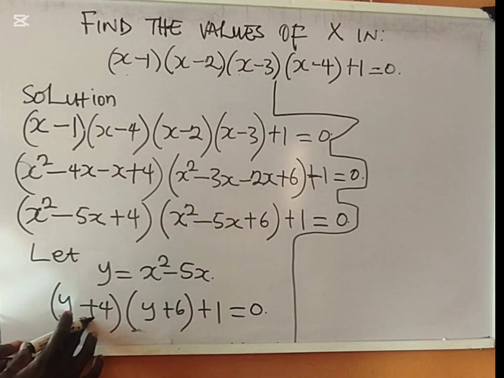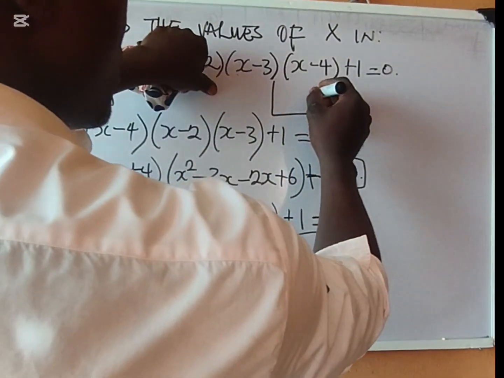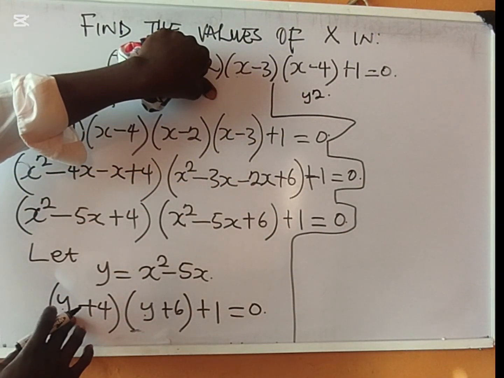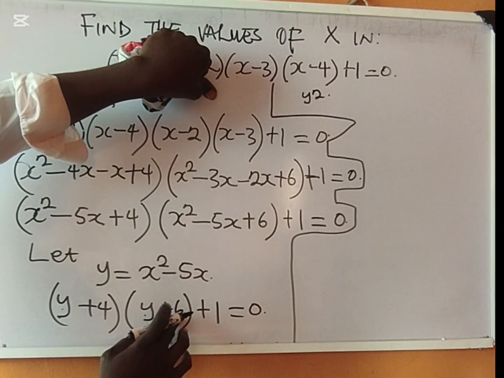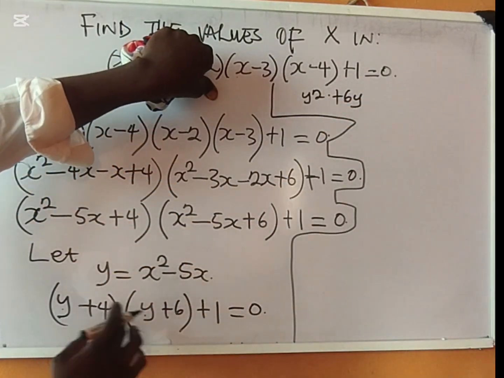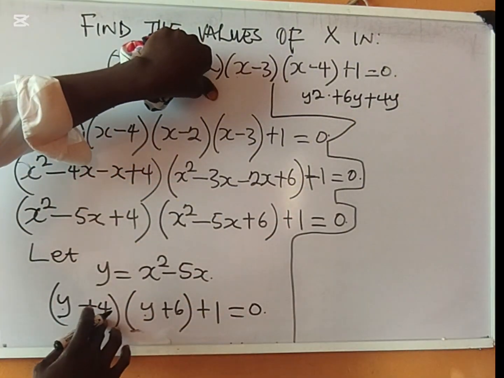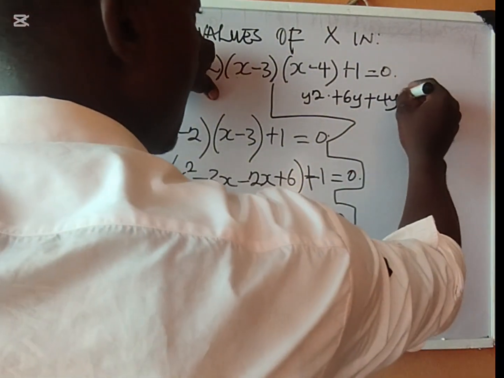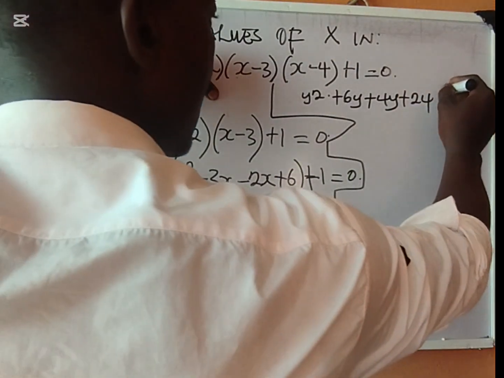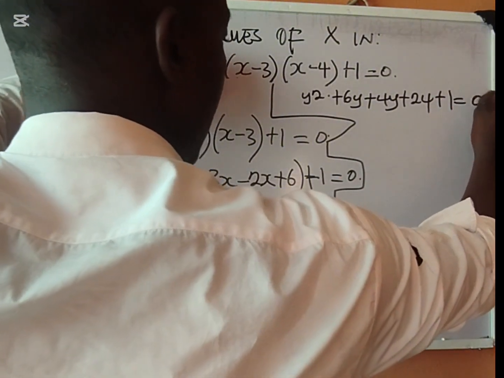I will expand this equation. It becomes y times y is y squared, okay? y times 6 is plus 6y. 4 times y is plus 4y. 4 times 6 is plus 24. Remember, there is a plus sign here, so plus there is a plus 1 here. So I'll add it here. This will be equal to 0.